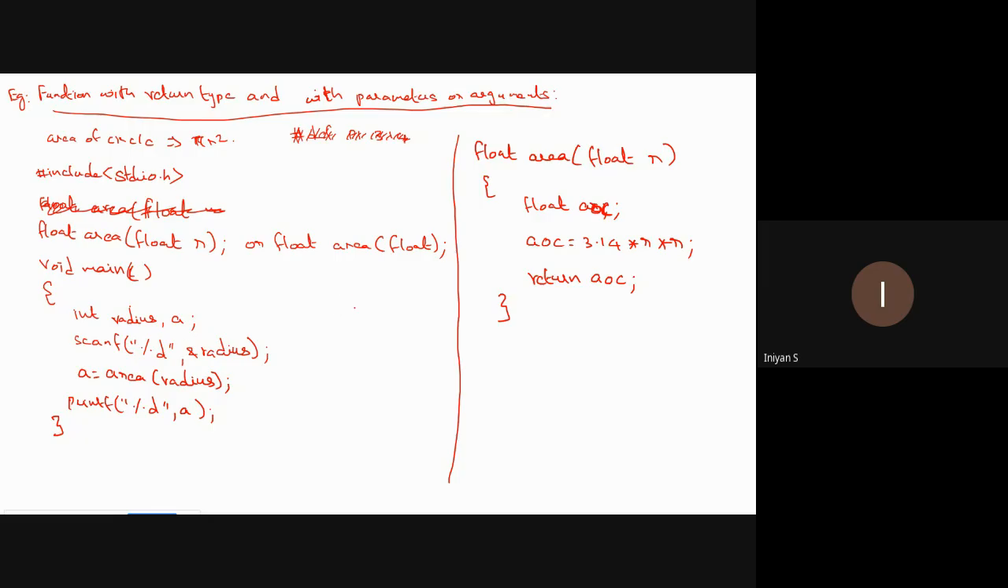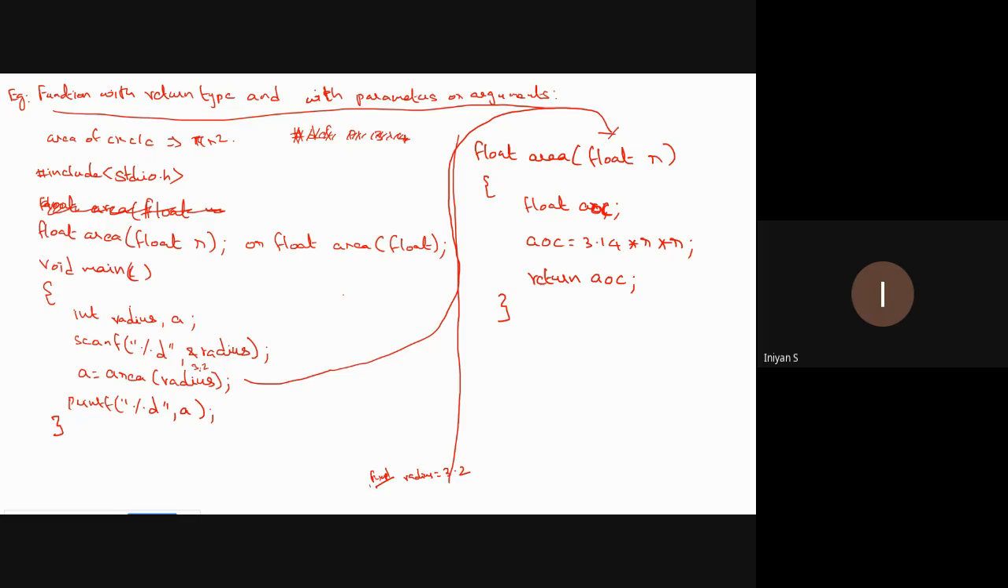For example, radius equal to, for example, 3.2. Area is a user defined function with parameters. As per the syntax, we should pass variable names only. So radius 3.2, here 3.2 will be there. We are calling the function, and the control will go to the function definition.